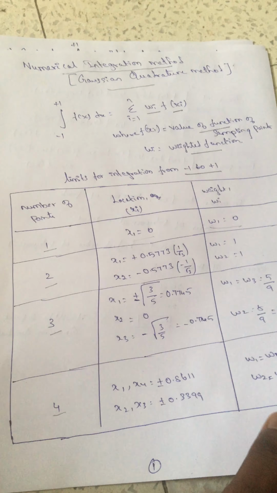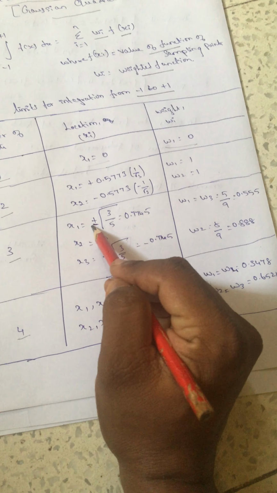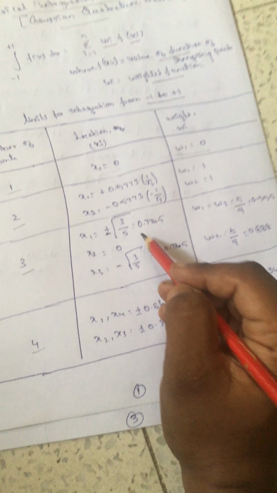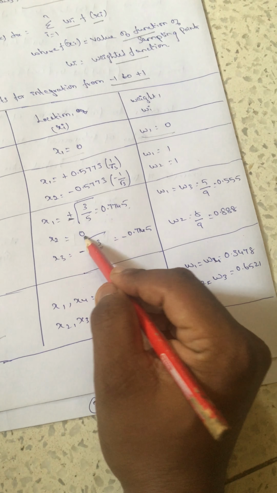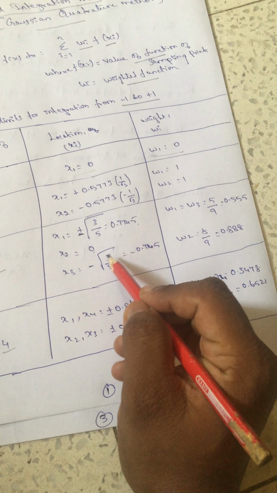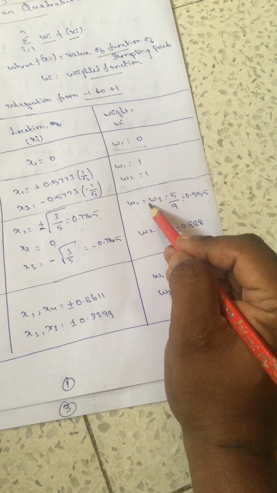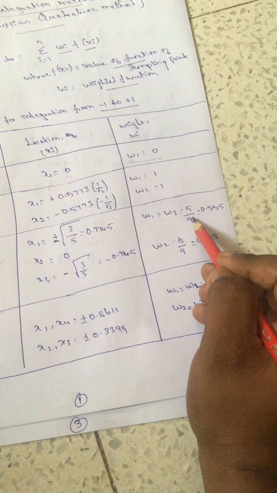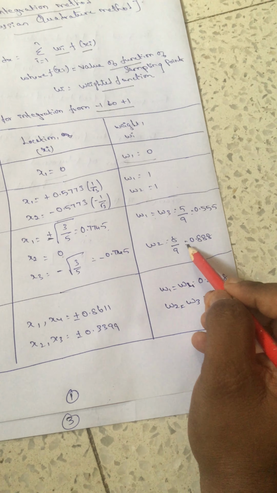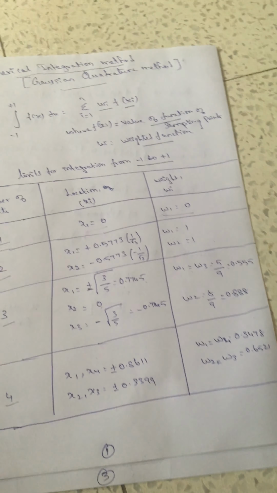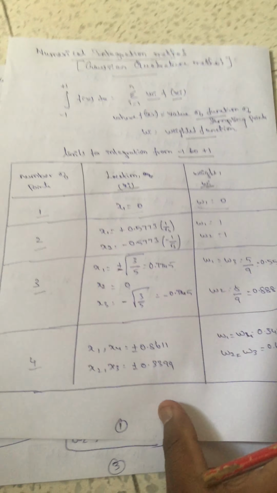If suppose the problem is given in terms of 3-point, what you have to do is take x1 equal to positive root of 3 by 5, that is nothing but 0.7745. x2 is 0. Similarly, x3 is minus root of 3 by 5, that is minus 0.7745. Whereas similarly, the weighted function, that is w1 is equal to w3, that is nothing but 5 by 9, that is equal to 0.55. w2 is nothing but 8 by 9, that is equal to 0.88. So according to the number of points, you have to take the values of xi as well as wi.